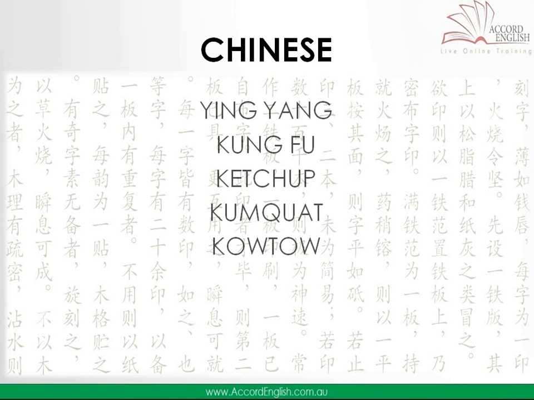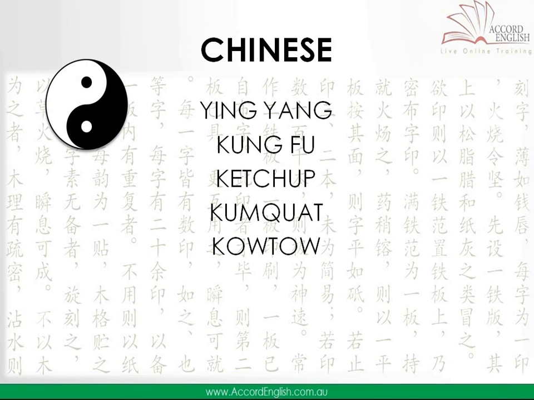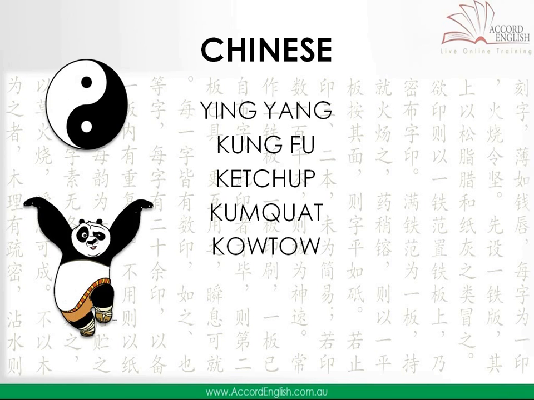Some of the words are yin yang, which is the name of a shape that's popular in China and the world over. The next word is kung fu, which is a martial art which originated in China and is now practiced the world over. The next word is ketchup, which is Chinese for tomato sauce as we call it, but mostly it's a version of tomato sauce that's called ketchup. Now it's widely used in most of Europe and the American continent.